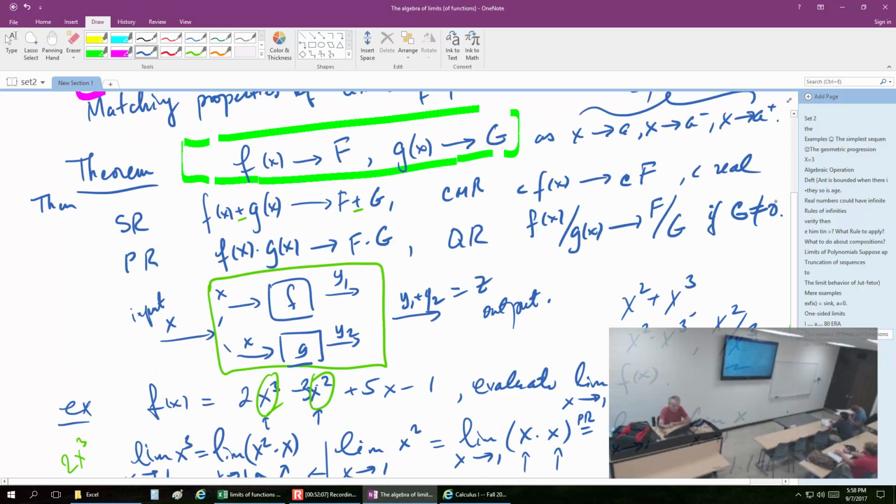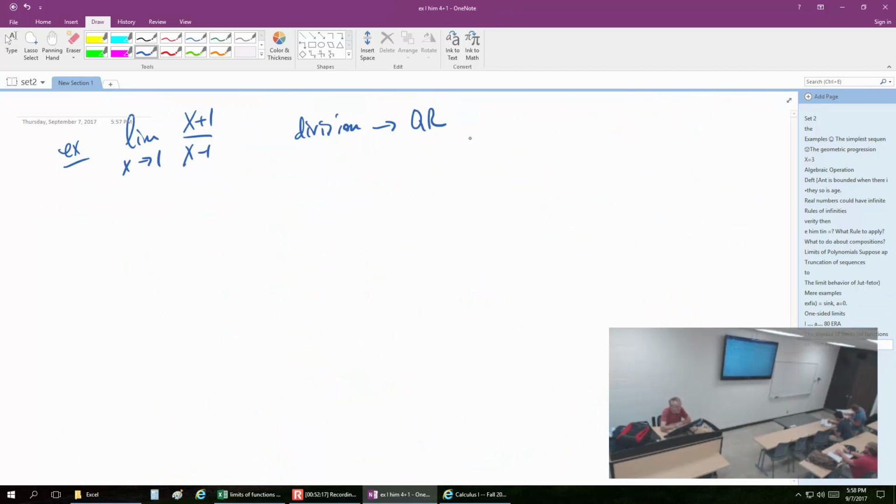What do you see? The requirement for the quotient rule is right here. The limit of the denominator cannot be equal to 0 for this thing to work out. So unfortunately, it is exactly the same. The limit of x minus 1 is equal to 0 as x goes to 1. Okay, so no, the quotient rule does not apply.